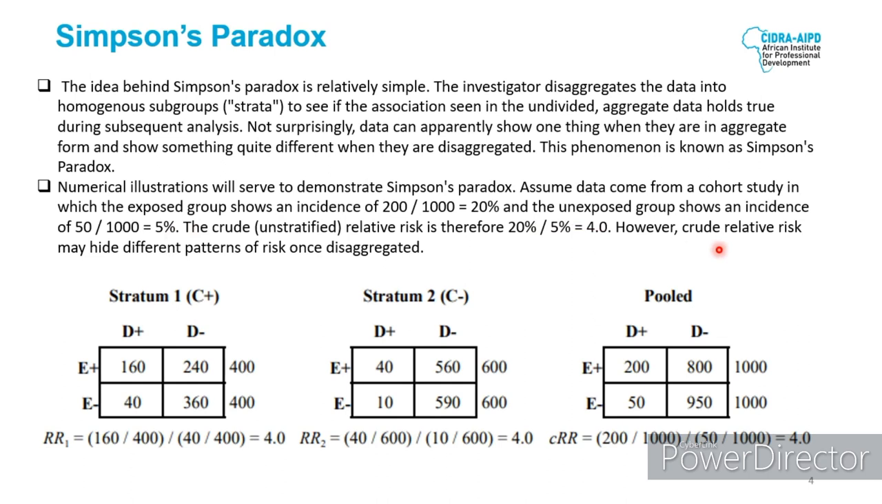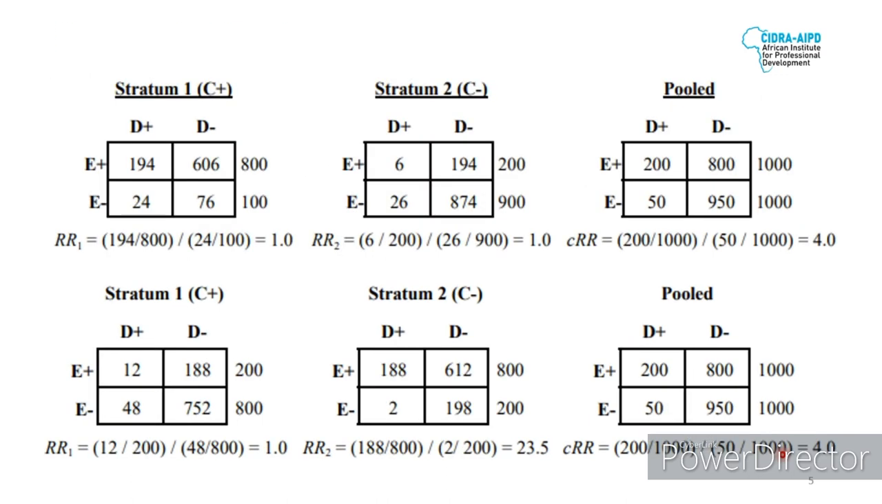So let us look at three scenarios. This is the first scenario. This shows a situation in which neither confounding nor interaction are present. Notice that the strata specific relative risks and crude risks equal 4. RR1 is 4, RR2 is 4, and the crude relative risk is also 4. The need for stratification here is therefore superfluous or absolutely unnecessary.